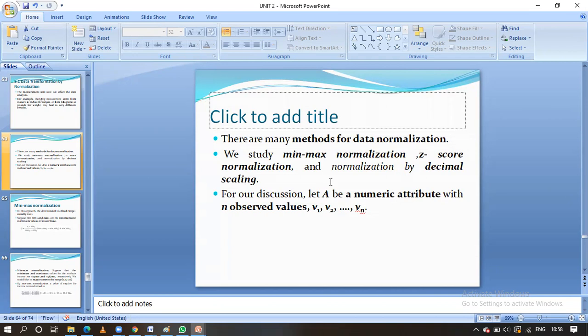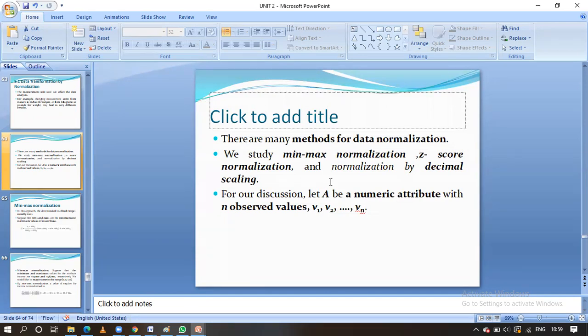In the second unit, if they ask a question, they will ask problematic questions like min-max normalization, z-score normalization, or decimal scaling. If any problematic question comes, it will come from these topics only, or questions related to variance or standard deviation, they will ask, guys.